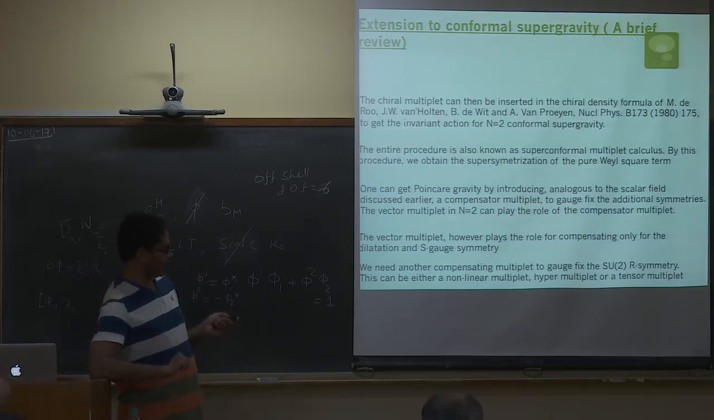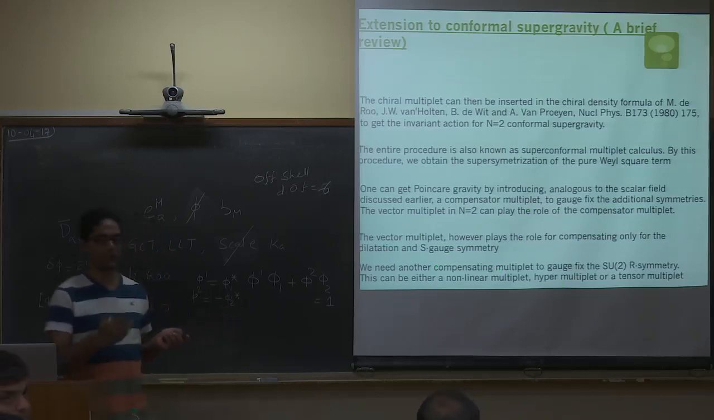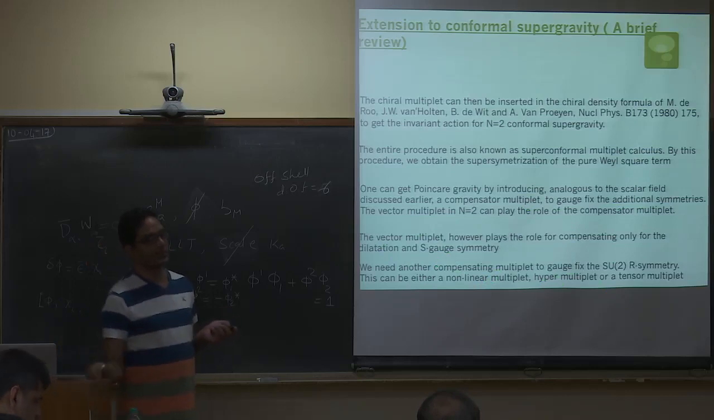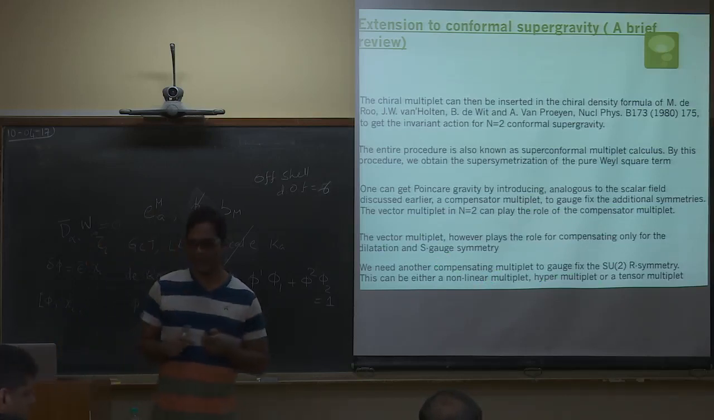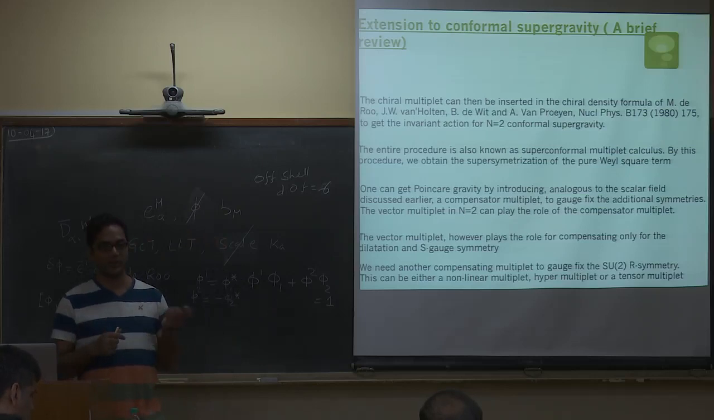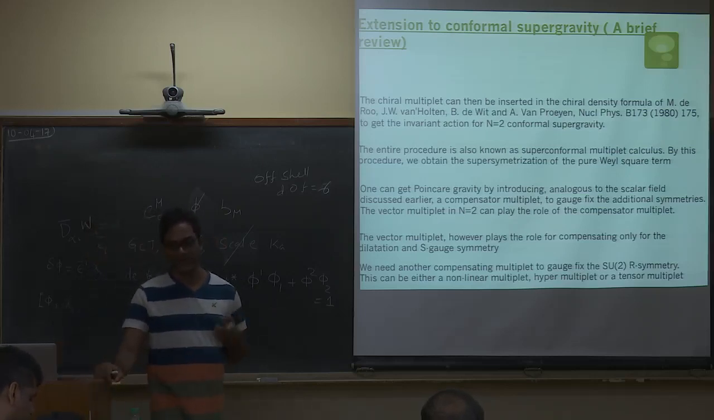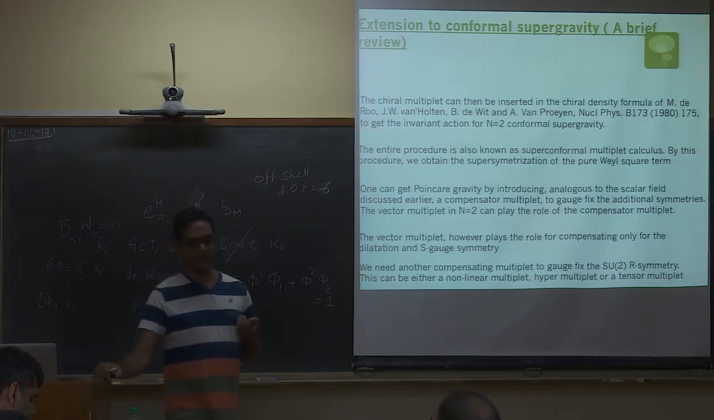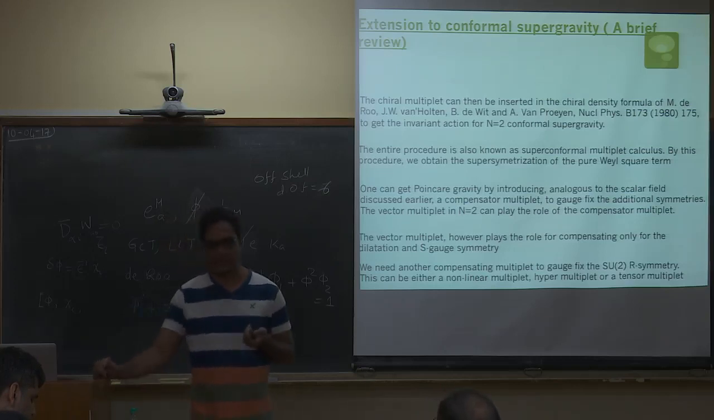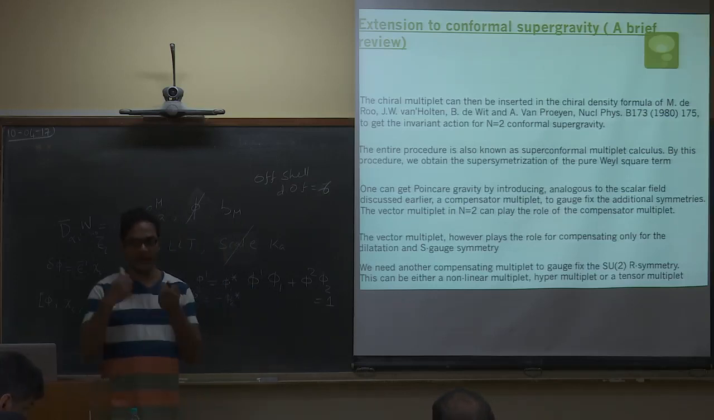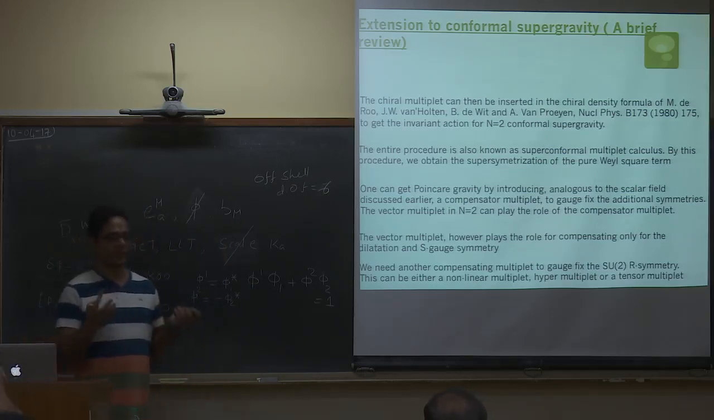This vector multiplet has 8 plus 8 off-shell degrees of freedom. The tensor multiplet, nonlinear multiplet, or hypermultiplet also has 8 plus 8 off-shell degrees of freedom. So finally, your Poincare gravity will have 40 plus 40. The Weyl multiplet has 24 plus 24, and the 2 compensator multiplets have 8 plus 8 and 8 plus 8. So your Poincare gravity will be defined in terms of fields which are 40 plus 40 off-shell degrees of freedom. So the Poincare gravity multiplet will be 40 plus 40.